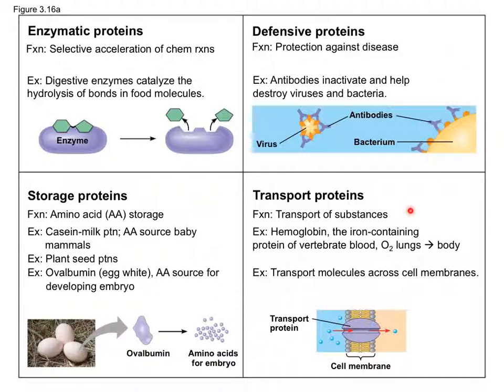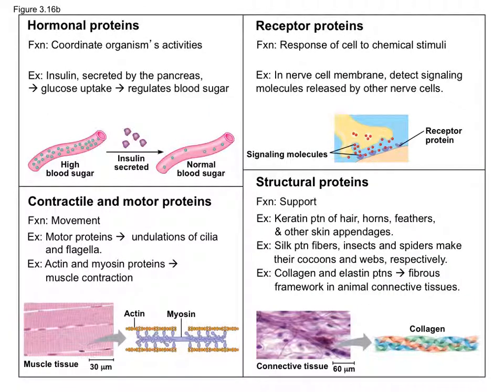Storage, transport. We'll talk a lot about transport proteins in Unit 2. Hormonal proteins, receptors, also part of Unit 2 and Unit 3. Contractile and motor proteins, part of Unit 2, and structural proteins. Now all these, of course, are involved in all the units because that's how cells work, and cells, of course, are the basic units of living organisms.